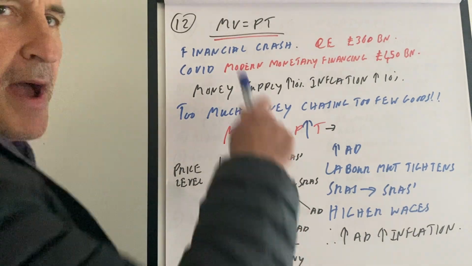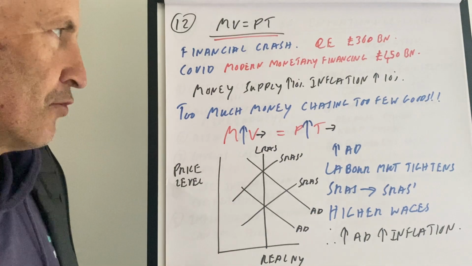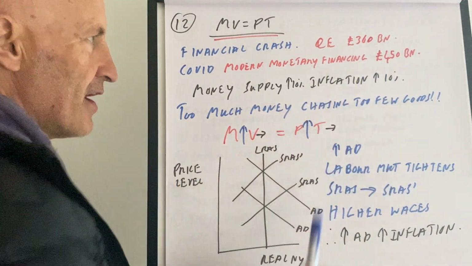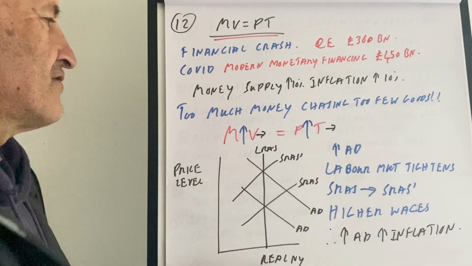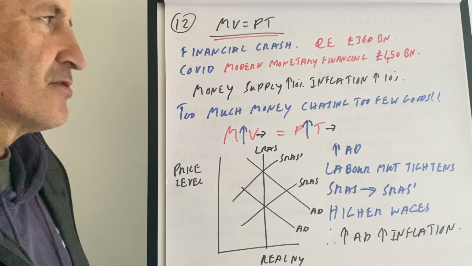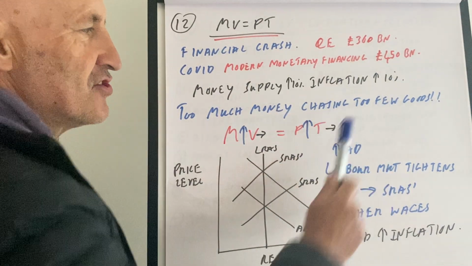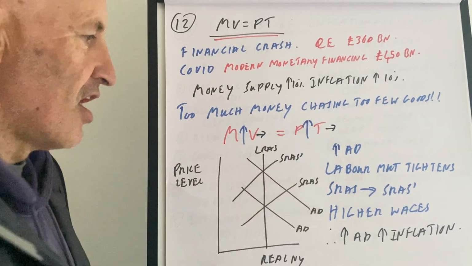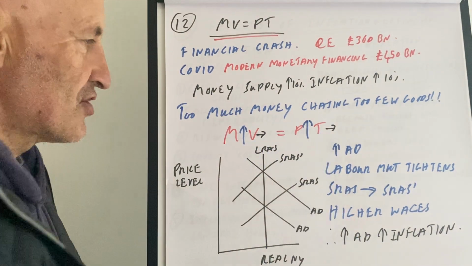Okay, so I thought then I'll talk about MV equals PT. Right, well, during the financial crash, we used QE, which is 360 billion quid. During COVID, we used modern monetary financing, which is 450 billion pounds. Therefore, the basic belief is if the money supply goes up by 10%, we will get an inflation rate of 10%. Okay, so too much money chasing too few goods. If M goes up, then P goes up because V and T are stable. Remember, V is the velocity of circulation, T is transactions.